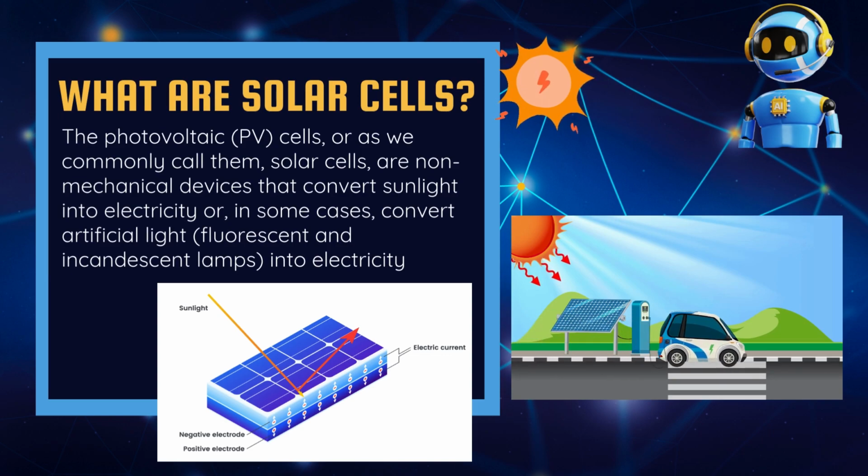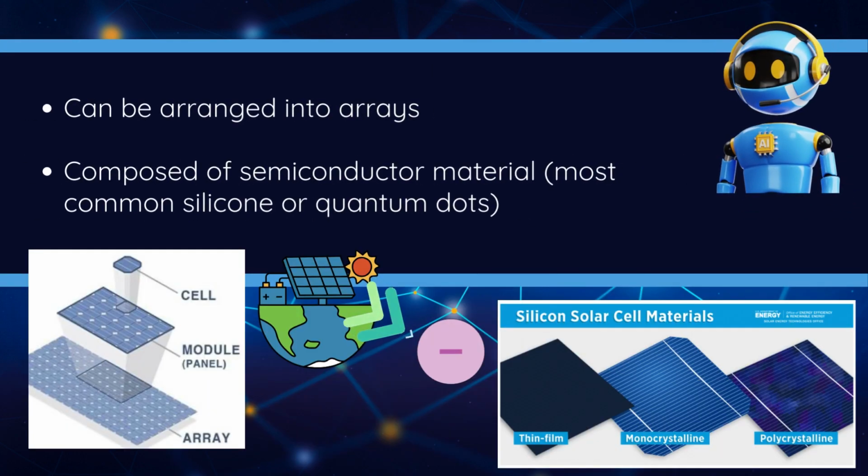Photovoltaic (PV) cells, or as we commonly call them, solar cells, are non-mechanical devices that convert sunlight into electricity, or in some cases, convert artificial light into electricity. Solar cells can be arranged into arrays, which are composed of thousands of individual cells that can function as a power station for commercial, industrial, or residential use through the conversion of sunlight to electricity.